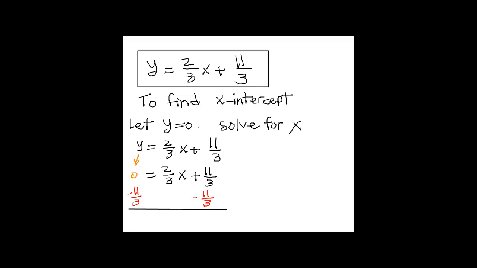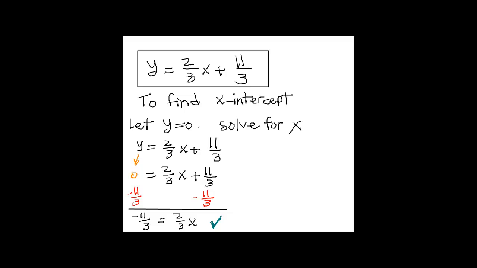Okay. So you have minus 11 over 3 is equal to 2/3 x. If you can follow up to this point, can you put a check mark next to your name so far? Your calculation.